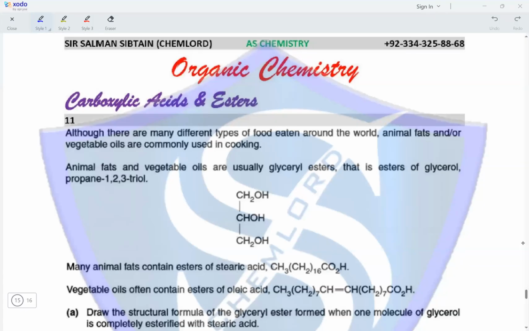Question 11. Although there are many different types of food eaten around the world, animal fats and/or vegetable oils are commonly used in cooking. Animal fats and vegetable oils are usually glyceryl esters, that is esters of glycerol, propane-1,2,3-triol, and its structure is given. Many animal fats contain esters of stearic acid, and the acid is given. It has 18 carbon atoms present. Vegetable oils often contain esters of oleic acid, and its structure is given as well.